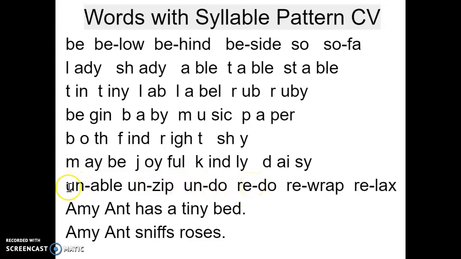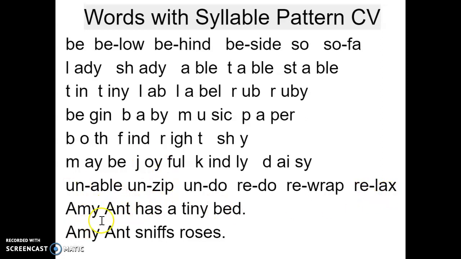Now, the next line, we will look at words with the prefixes un at the beginning, or re at the beginning. So first we have unable, unable, not able to do it. Unzip, undo the zipping. Unzip. Undo. Then we have redo, to do again. Rewrap, to wrap it again. Relax, to just chill.